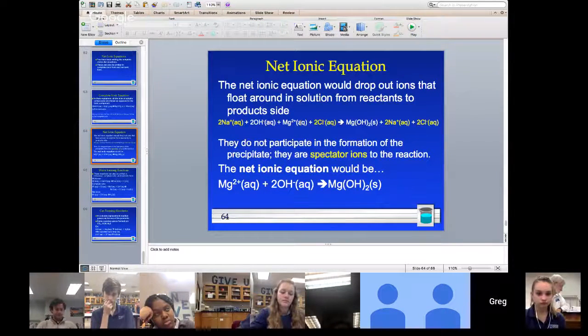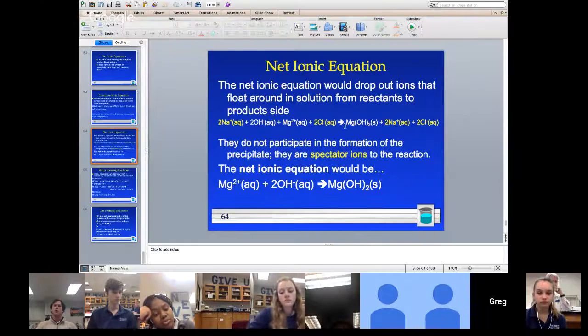the net ionic equation are only the ions that form the solid. So if you see this, it says we're going to drop out the ions that float around from reactants to product side. So take a look here. Would you all agree that if I were doing this on the board, I'd have someone underline Mg(OH)2? Would you agree with me that's the only solid thing that's in the entire equation?